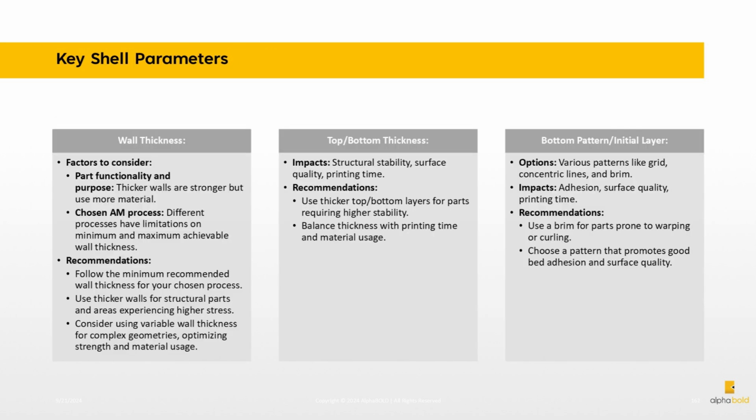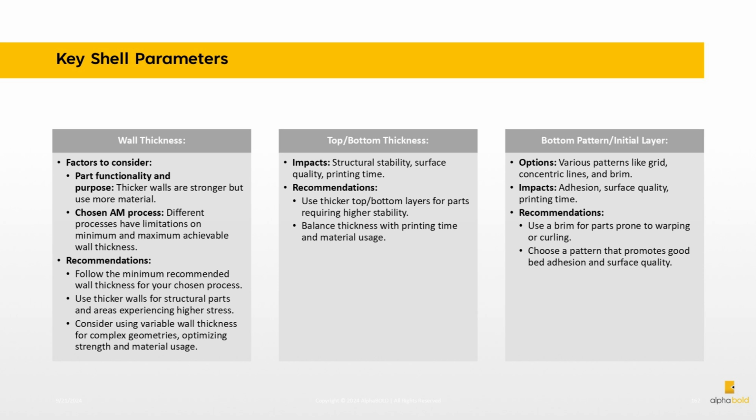Key shell parameters. Wall thickness. Factors to consider. Part functionality and purpose. Thicker walls are stronger, but use more material. Chosen AM process. Different processes have limitations on minimum and maximum achievable wall thickness. Recommendations. Follow the minimum recommended wall thickness for your chosen process. Use thicker walls for structural parts and areas experiencing higher stress. Consider using variable wall thickness for complex geometries, optimizing strength and material usage.